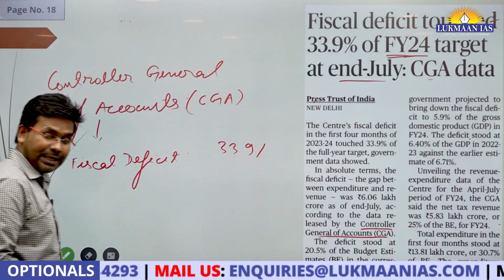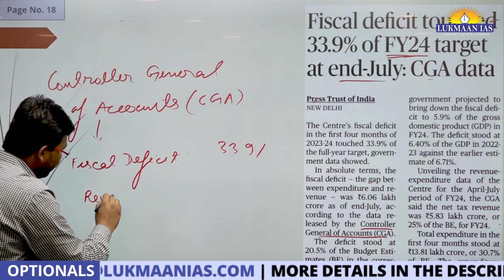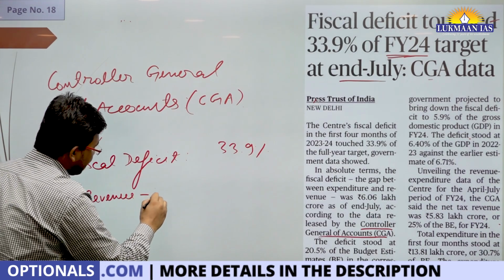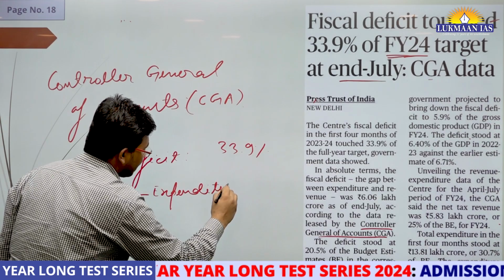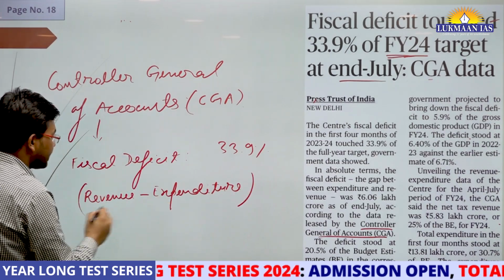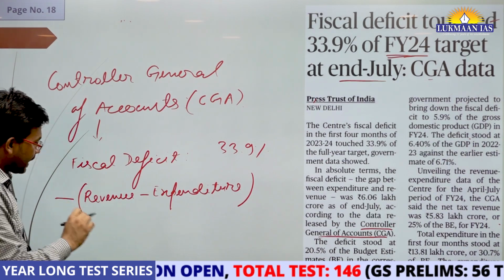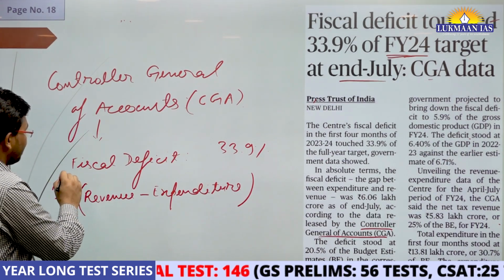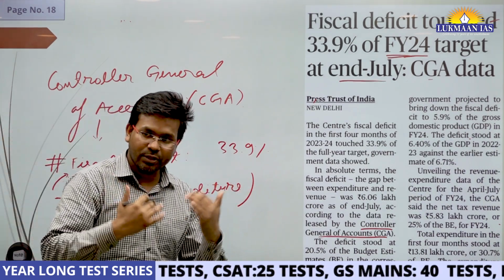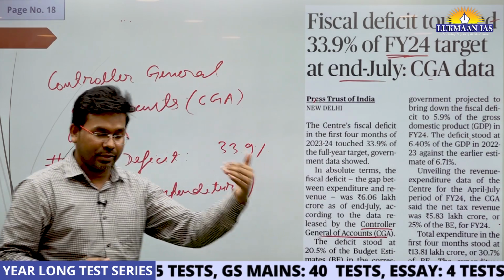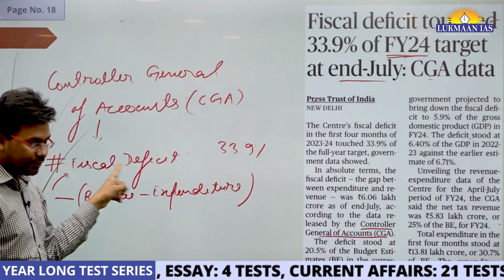So what is fiscal deficit? Fiscal deficit means revenue minus expenditure. When we subtract expenditure from revenue, if we come up with a negative, that is known as fiscal deficit, otherwise it will be fiscal surplus. Revenue means the sources of income. From income you are doing expenditure. If you are doing more expenditure, you will be in negative. That is known as deficit, fiscal deficit.